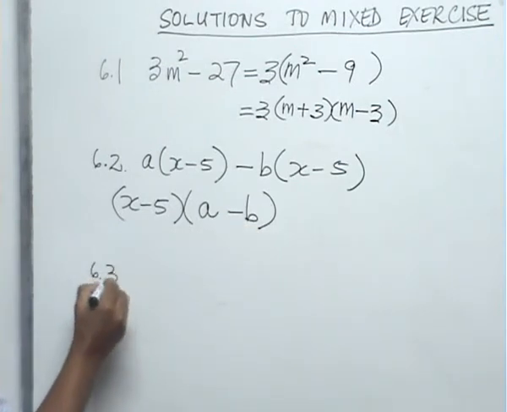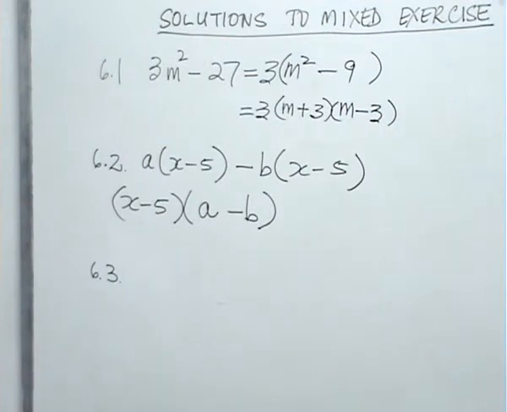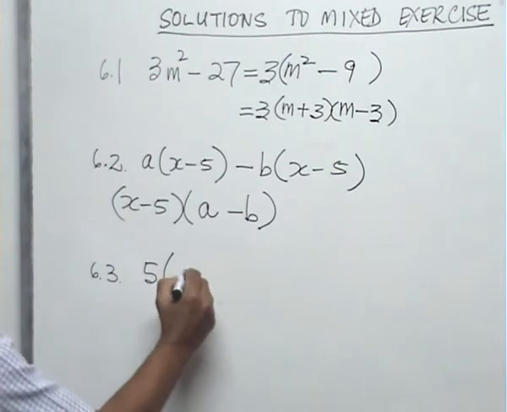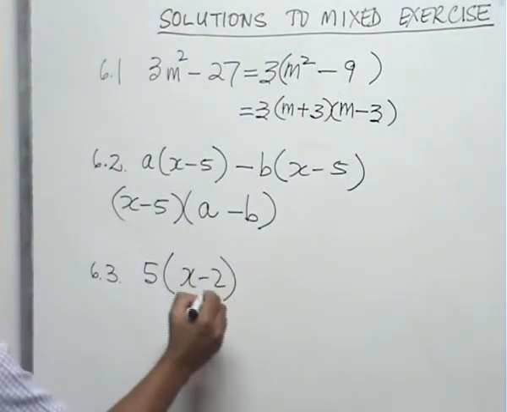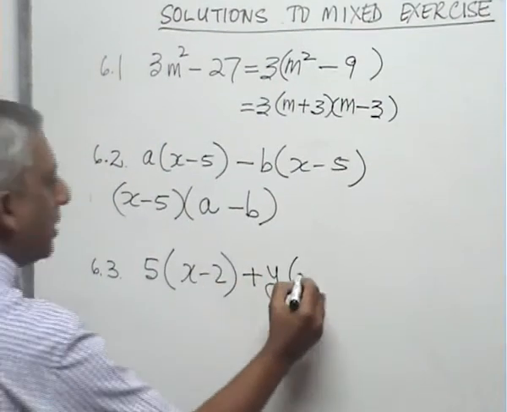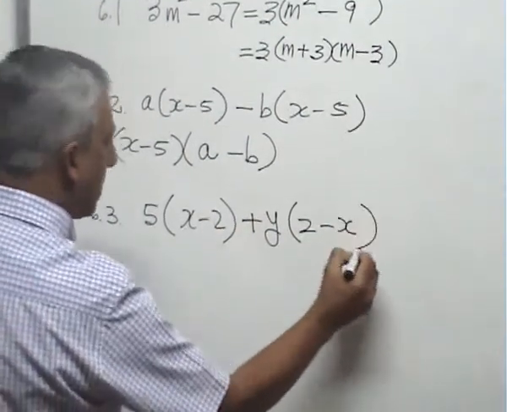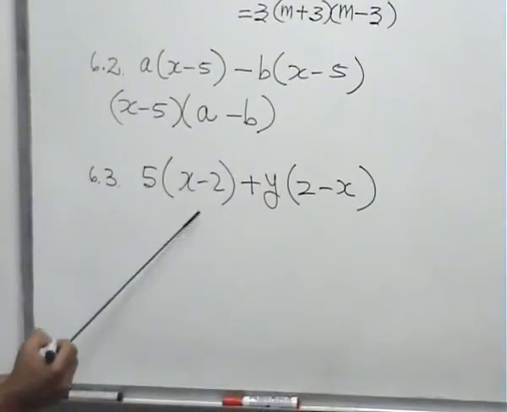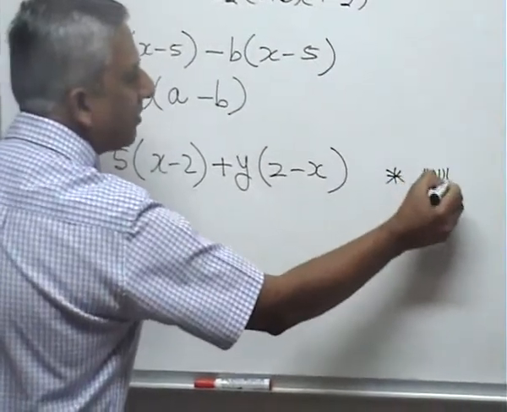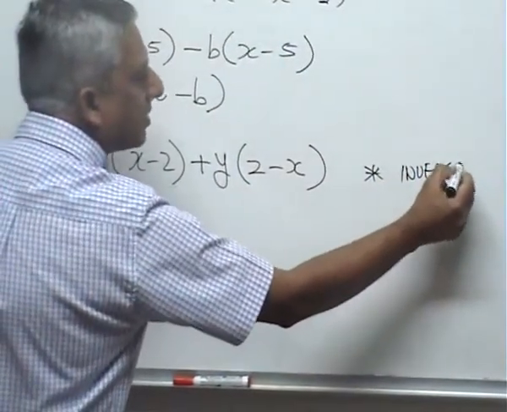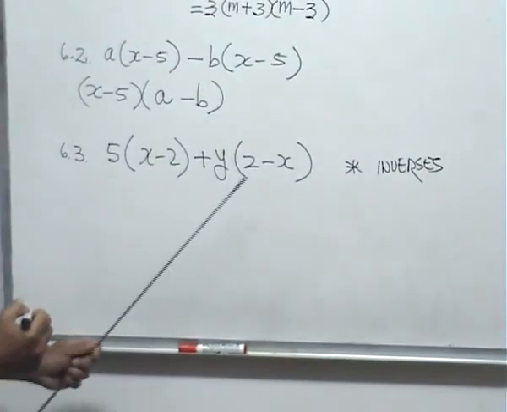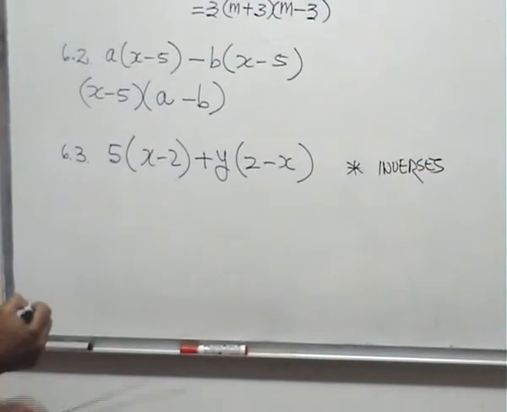Let's do 6.3. We've got 5 into x minus 2 plus y into 2 minus x. So you have a good look at this and you realize that it's a case of inverses. Because here you've got x minus 2 and here you've got 2 minus x.